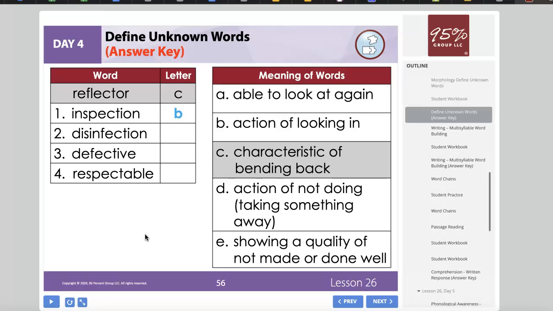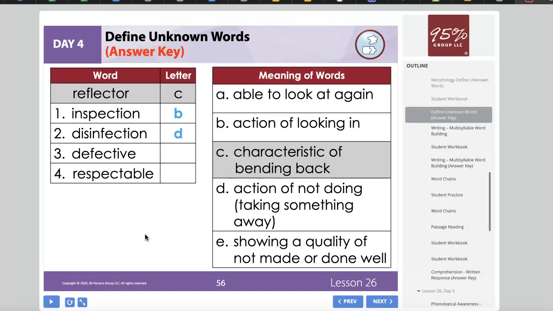All right, let's look at number 2, disinfection. Disinfection. All right, A says able to look at again. D, the action of not doing something or taking something away. E, showing a quality of not made or done well. So let's take a look. If you think it's A, hold up 1 finger. If you think it's D, you're going to hold up 4 fingers. If you think it's E, hold up 5 fingers. If you have 4 fingers up, kiss your brain because you got it correct.